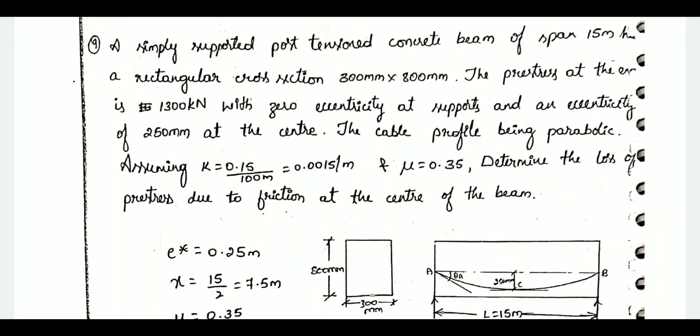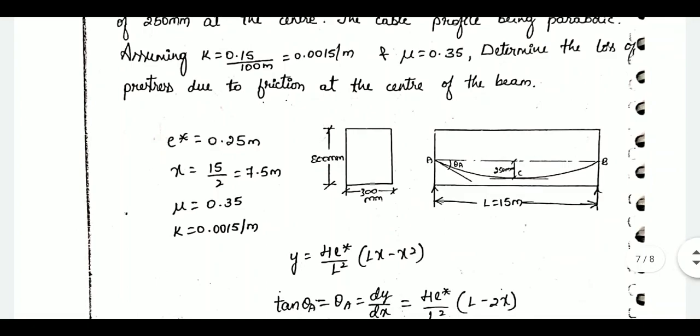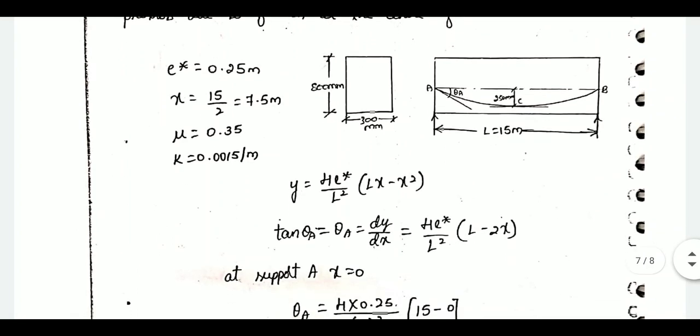See here, remember the term here, you need to find out the loss at the center of the beam. That is very important. So e, it is the depth of the cable, x where you need to find out the loss of pre-stress. The total span is 15 meter and at center of the beam means 15 by 2, it is 7.5 meter. Mu is given, K is given. Take the equation for parabola, differentiate it, you will get tan theta.